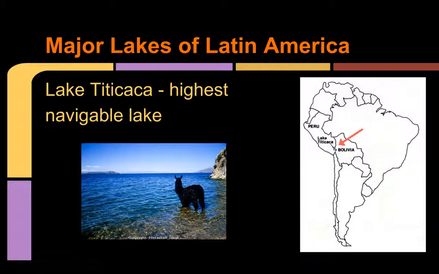All right, our next waterways are lakes. We're going to talk about three lakes. The first one is Lake Titicaca, which is the highest navigable lake. Navigable means that you can have ships on it. And it's the highest because it's the highest elevation. It's in the Andes Mountains, and it's right here on the border between Peru and Bolivia.